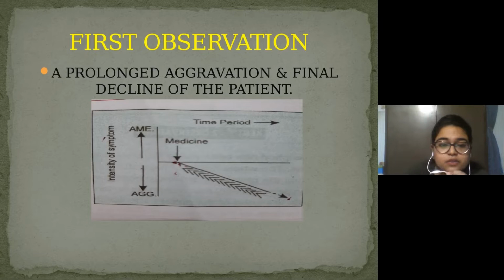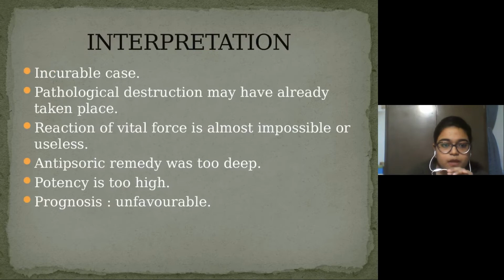So I just put it here, so it will be easier for you to understand. The first observation is about a prolonged aggravation and final decline of the patient. In this graph, above there is amelioration and below there is aggravation. So there is a prolonged aggravation and then final decline of the patient. By these observations, what is the interpretation? Maybe that case is incurable, we cannot cure that case.